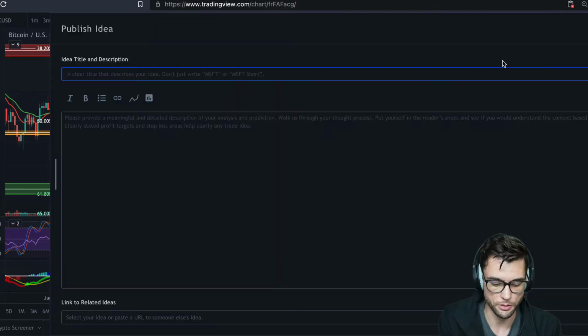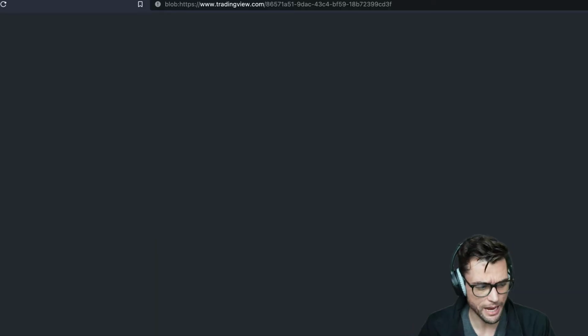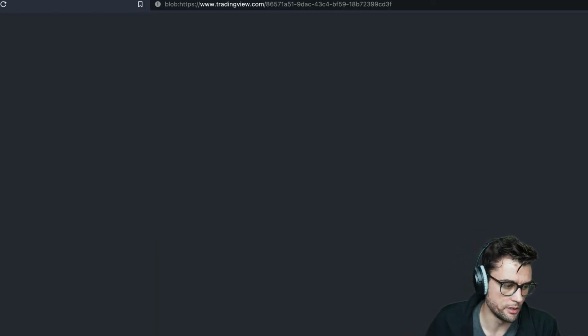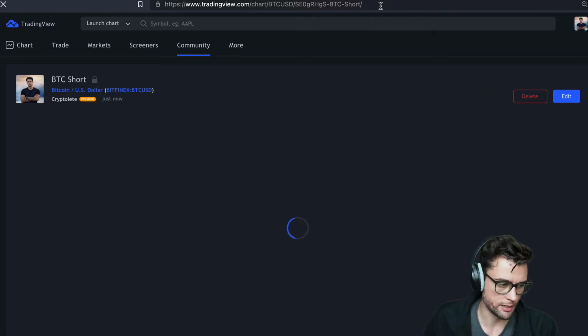Publish idea. Oops, sorry. I'll say BTC short. Okay, so we have BTC short. I might lose this trade. I don't know if I'm going to win this trade or not, but these are little micro trades that I'm going to take, right?